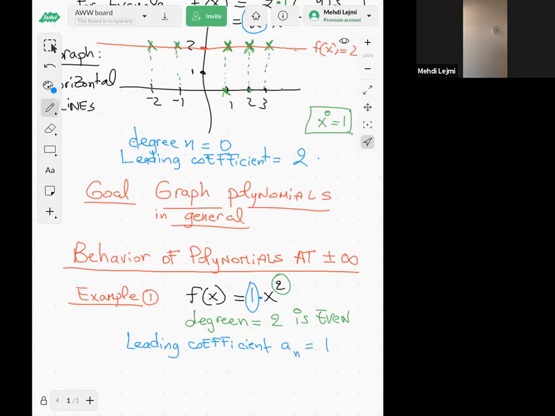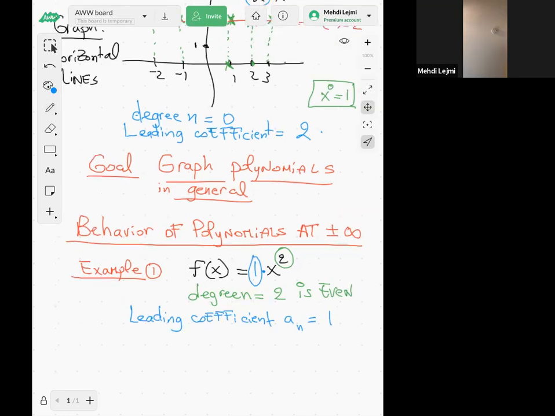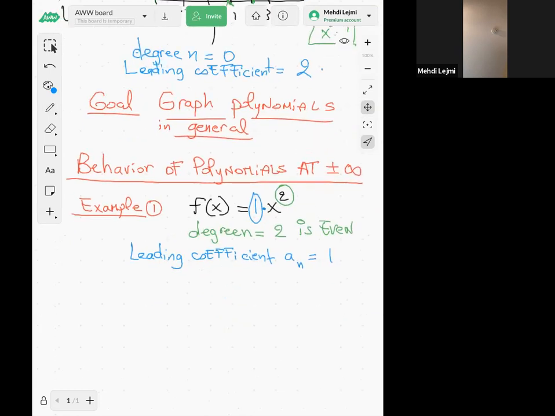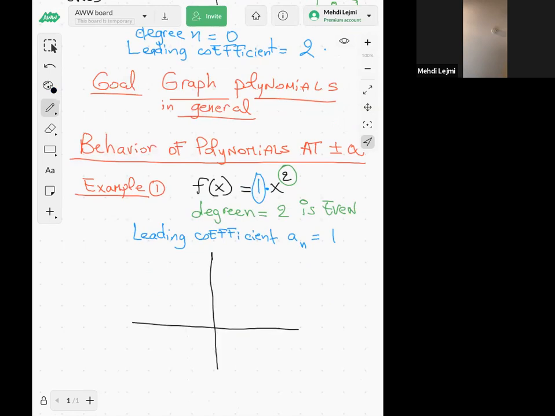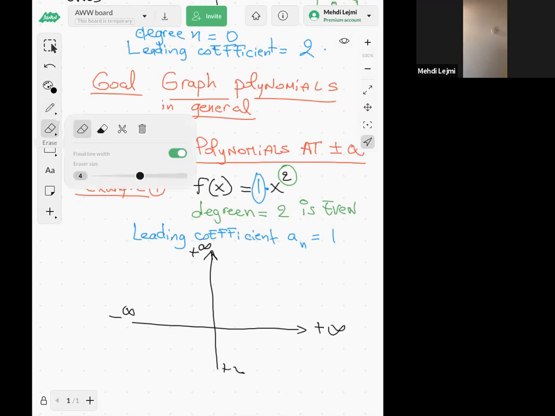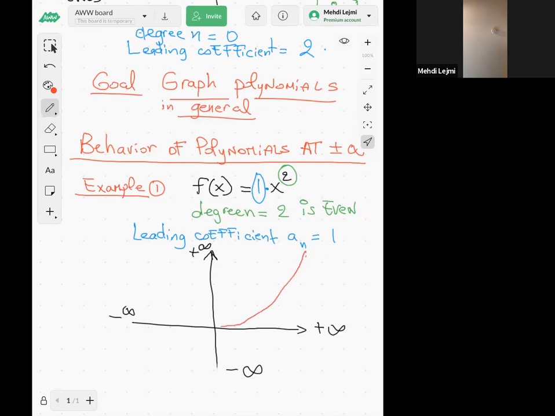Anyway, so if you graph x squared, it's a parabola, right? It's positive x squared, so it's going to open up. So this is positive infinity, negative infinity, positive infinity, negative infinity. Anyway, the graph of x squared looks like the following. It's a parabola which opens upward.